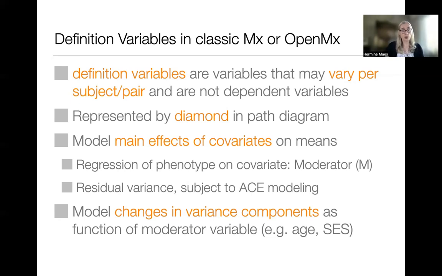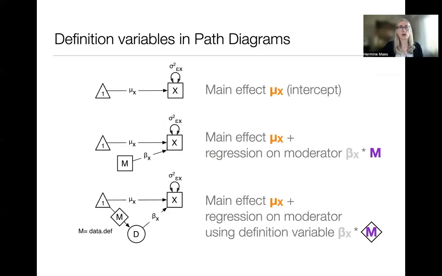Now, in a second step, we might also test whether the ACE variance components also change as a function of the moderator. And we'll show how that goes in a series of path diagrams. First, the basic representation of definition variables in a path diagram. The top diagram just shows the path diagram for the main effect of our dependent variable x, where the main effect is indicated by the triangle. We multiply 1 by the path coefficient μx to get the main effect.